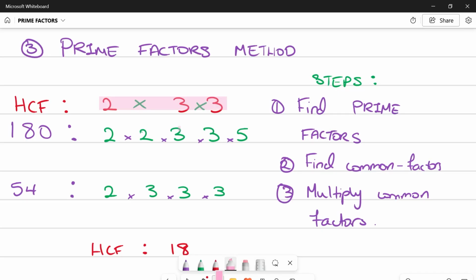Once again, the steps to finding the HCF using the prime factors approach were firstly to find the prime factors of both numbers. So these were the prime factors of 180. These were the prime factors of 54. The second step is we want to find the common factors between both numbers. So the factors that 180 and 54 had in common were 2, 3, and 3. The final step to finding the HCF is we want to multiply the common factors. So we multiplied 2 by 3 by 3, which gave us an HCF of 18.